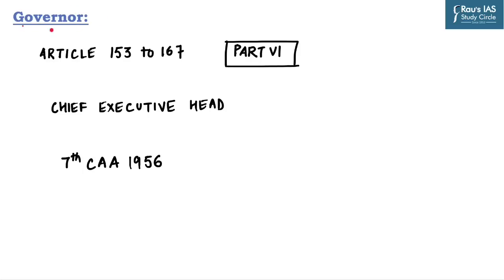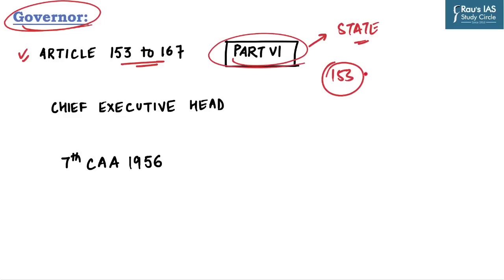First of all, we will see who governor is. Articles 153 to 167 of Part 6 of the Constitution deal with the state executive, and Article 153 specifically deals with governors of the states. Further, he is the chief executive head of state. He is also an agent of the central government. Hence, he plays a dual role in the Indian political system.